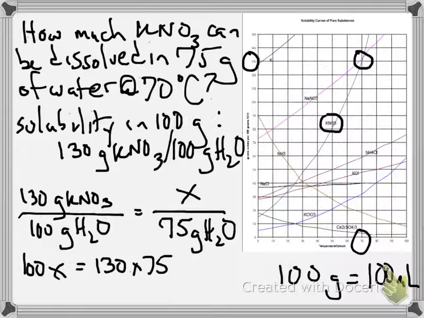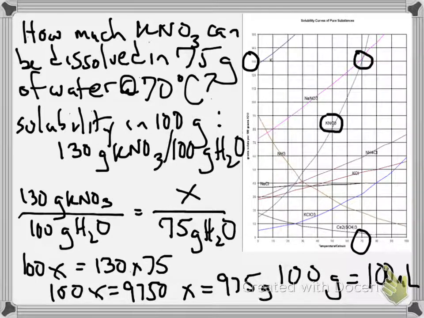130 times 75 is 9750. So 100 times x equals 9750. That means that x, if we divide both sides by 100, as we would to solve this, equals 97.5 grams.